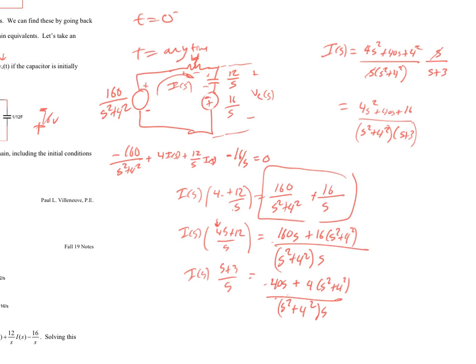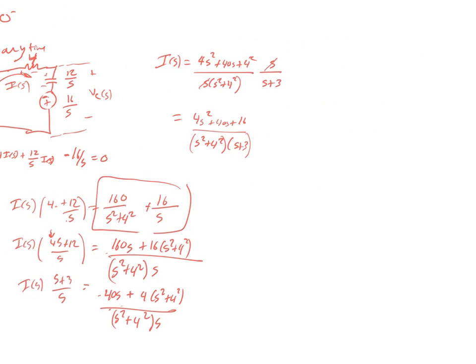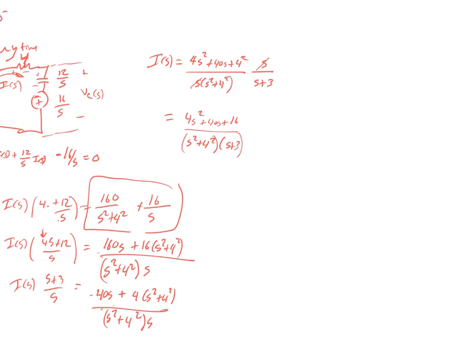Okay? What do I do next? I have I of s. What do I want? I want I of t, right? So how do I go from I of s to I of t? Do I make it look like the table? Not yet. I have one intermediate step. I have to do partial fraction expansion, right? Because I have 2 f of s multiplied.